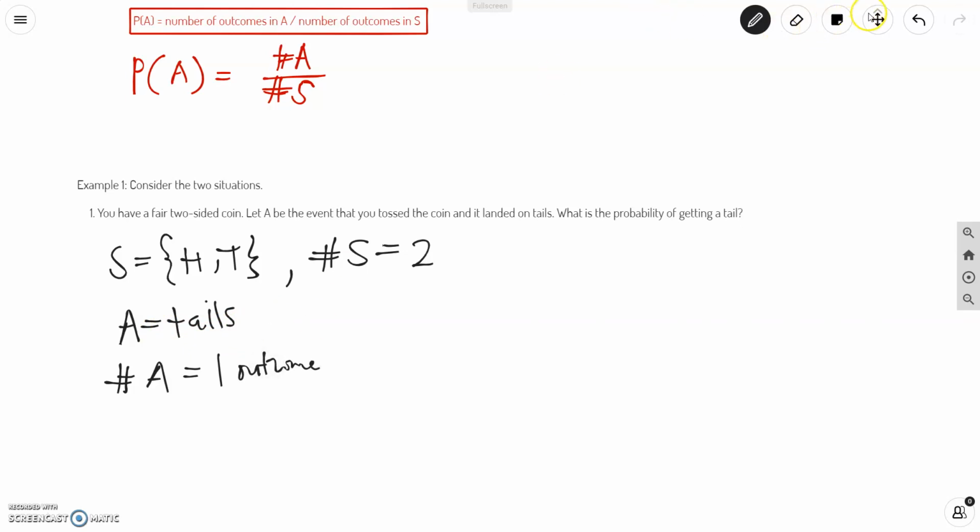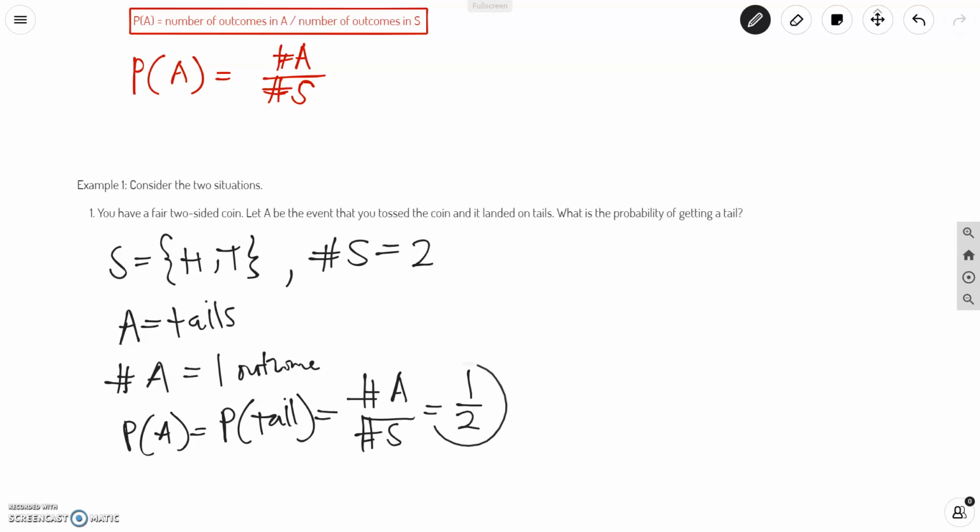So now we can plug it into our formula. P of A, which is essentially the probability of getting tails, is equal to the number of outcomes in A over the number of outcomes in S, which is 1/2. And this agrees with what we know intuitively.